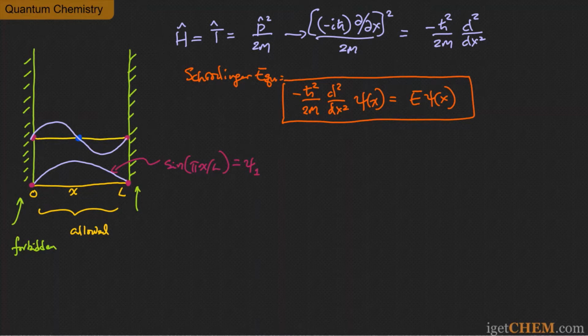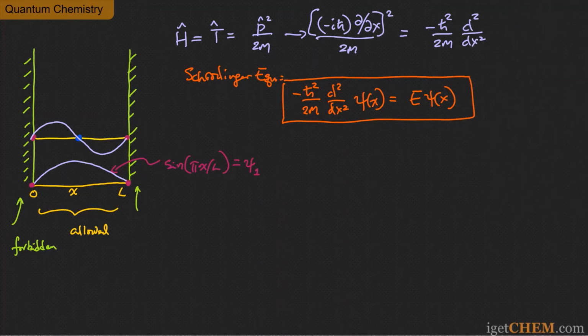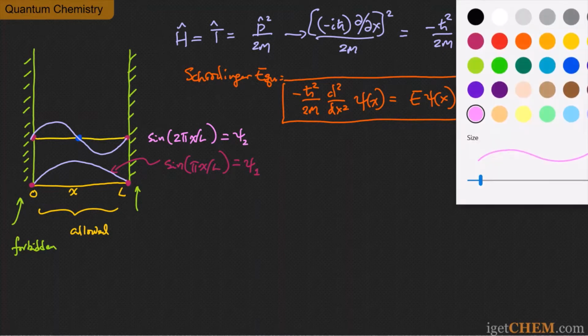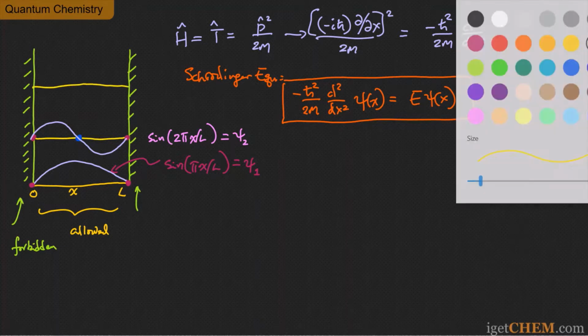And clearly you can see that the functional form of this next one is just sine of 2 pi x over L. Okay, so I'll call that psi 2. And you can easily imagine what the next function would look like. Let me just do one more. So the next one will look like this.